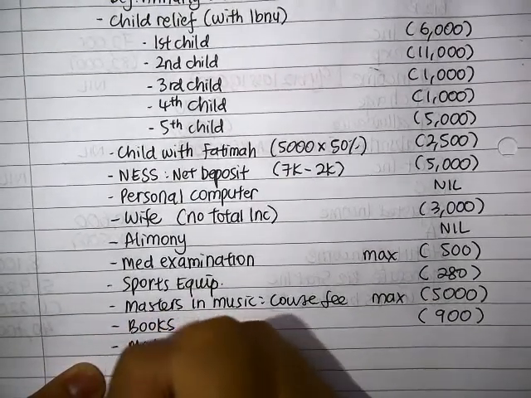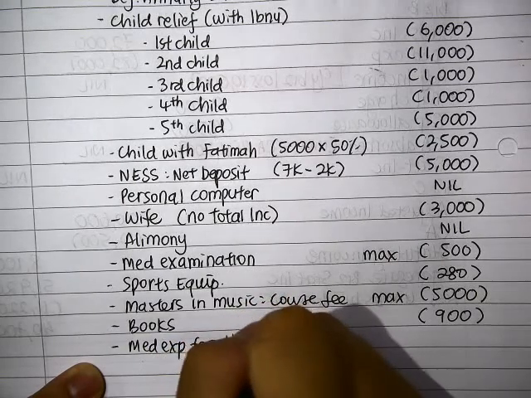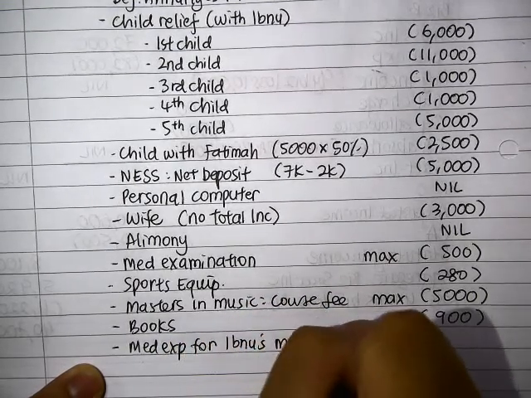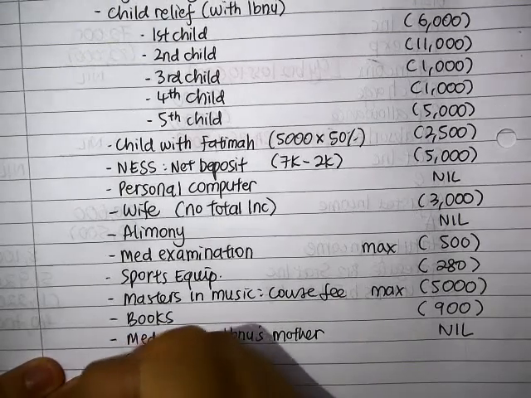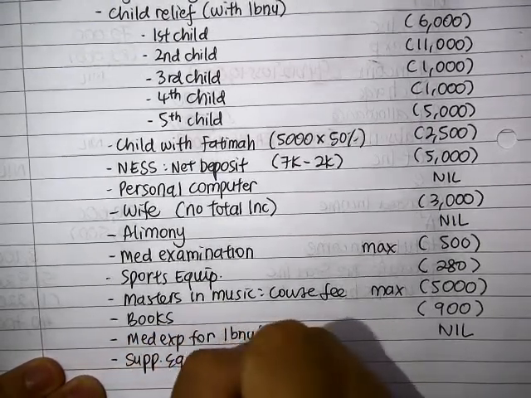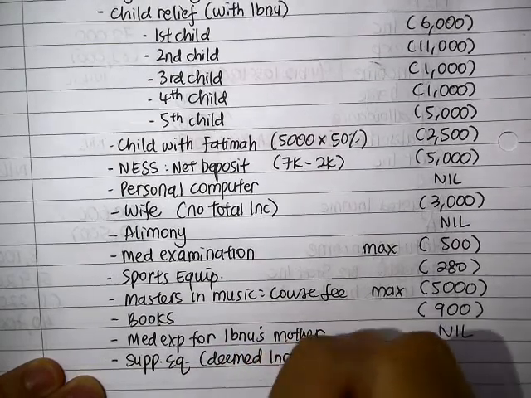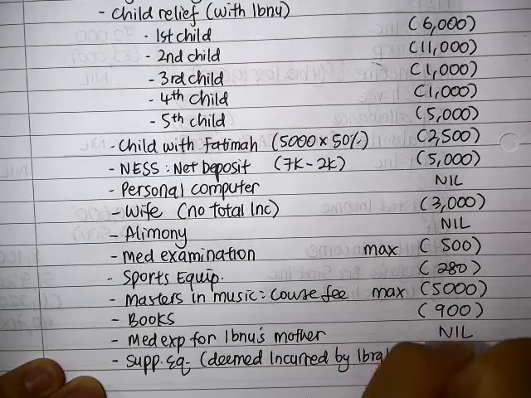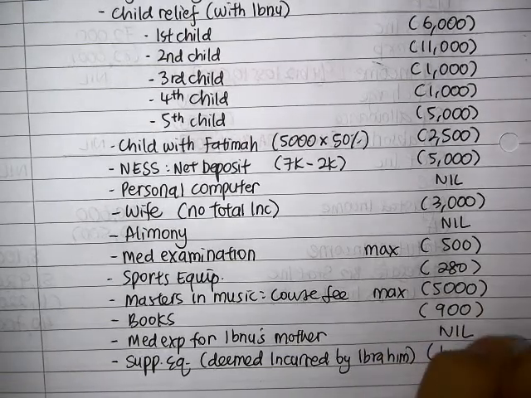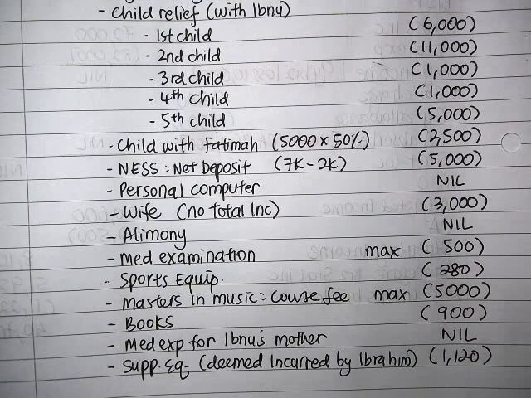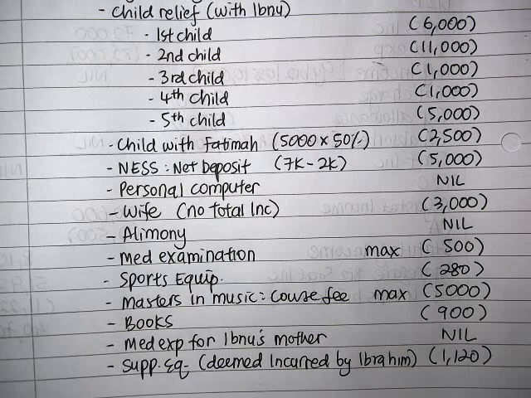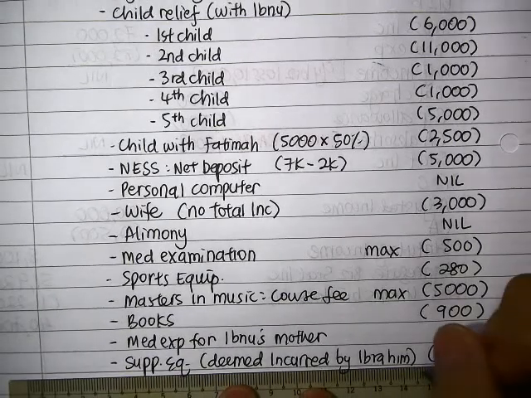Okay, the medical expenses for Ibnu's mother will not qualify. The cost of supporting equipment, now this is deemed incurred by Ibrahim, 1,120. So far have I missed any relief? No, right? Did I? So if no, then I cast the total.